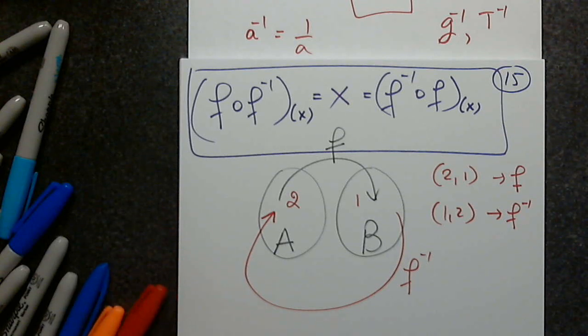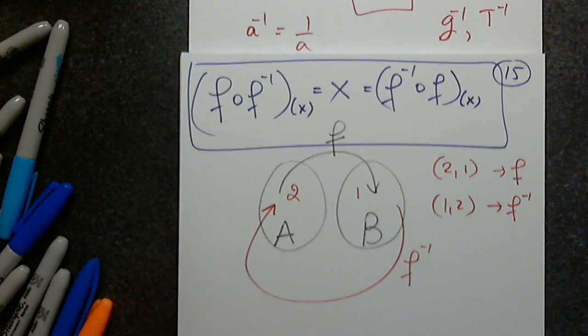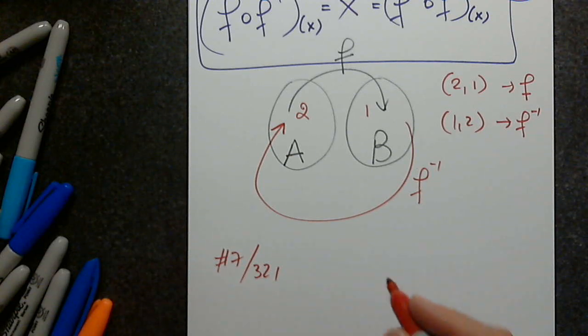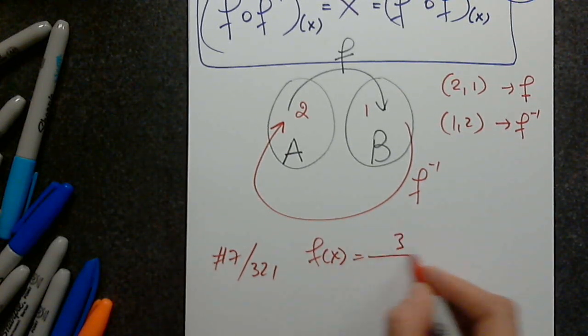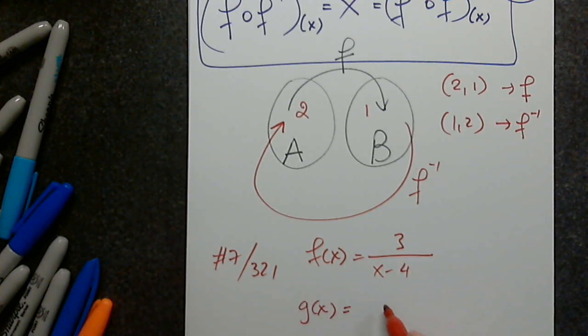Okay, so we're given 2 functions. Problem, let's say 7, on page 321, we're given 2 functions. f of x is 3 divided by x minus 4, and g of x is 3 over x plus 4. Here's the question. Show whether they are inverses of each other. Determine, are they inverses of each other or not?